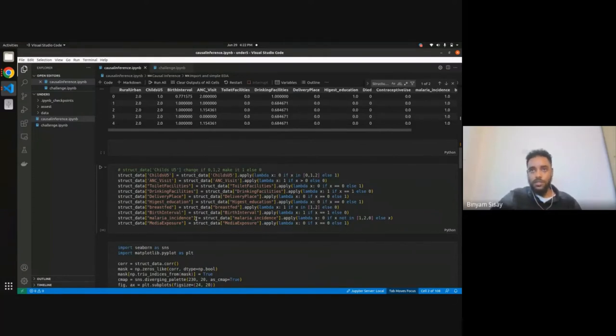If you have continuous variables, it's better to make them categorical and categorize them into two or three labels. So let's say children under five. Children under five means the number of children in the house within the age of five, and this woman has given birth, and at the time of giving birth, the mother already had a number of children.